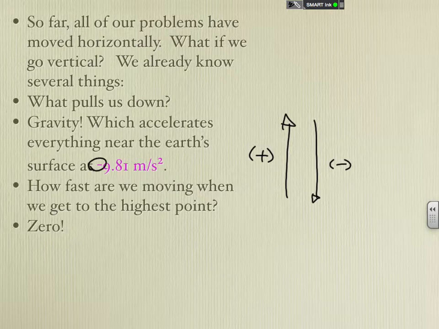It's pulling me down. So the up and down we're going to call positive and negative. Just like when we're going forward, we call it a positive. We go backwards, we call it negative when we're horizontal. But if we're going vertical, we're going to call positive upward and negative downward.